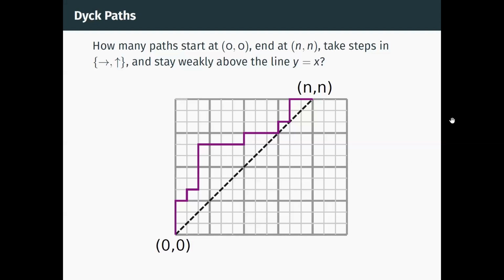So I'm going to remind you of a sort of graduate combinatorics course problem to begin with, just to give some context for what's going on here. And so, famously, the question of counting these paths that start at the point (0,0), end at (n,n), and take steps right and up, and stay weakly above the line y equals x.